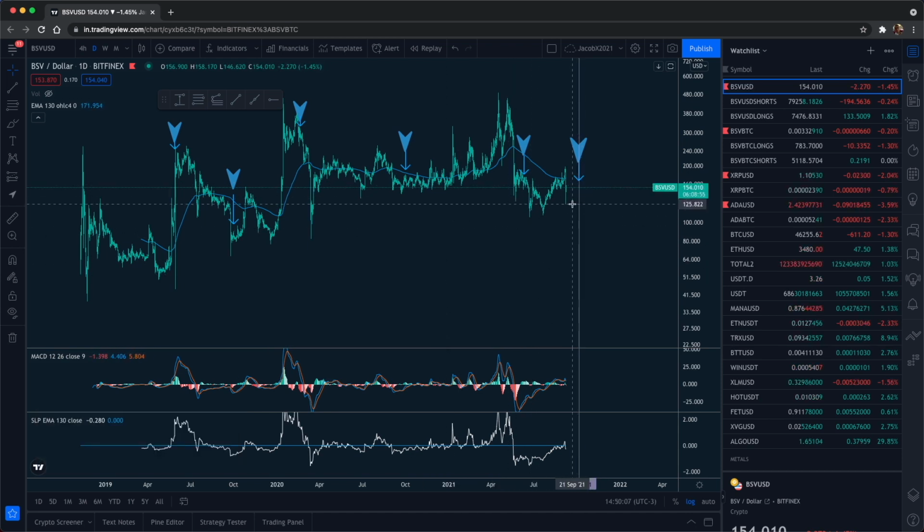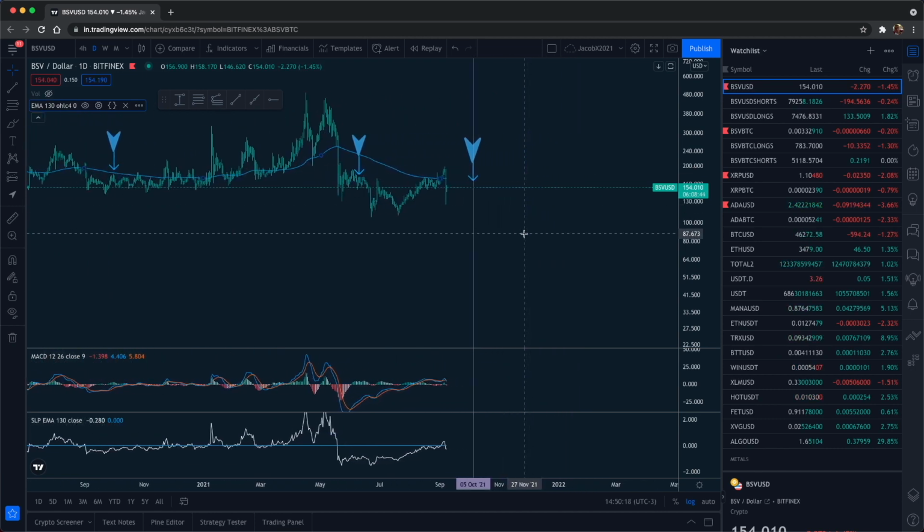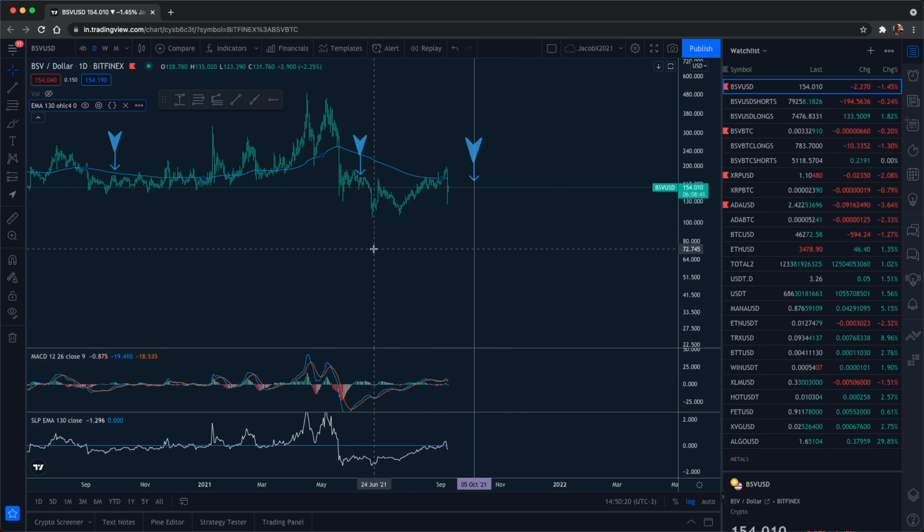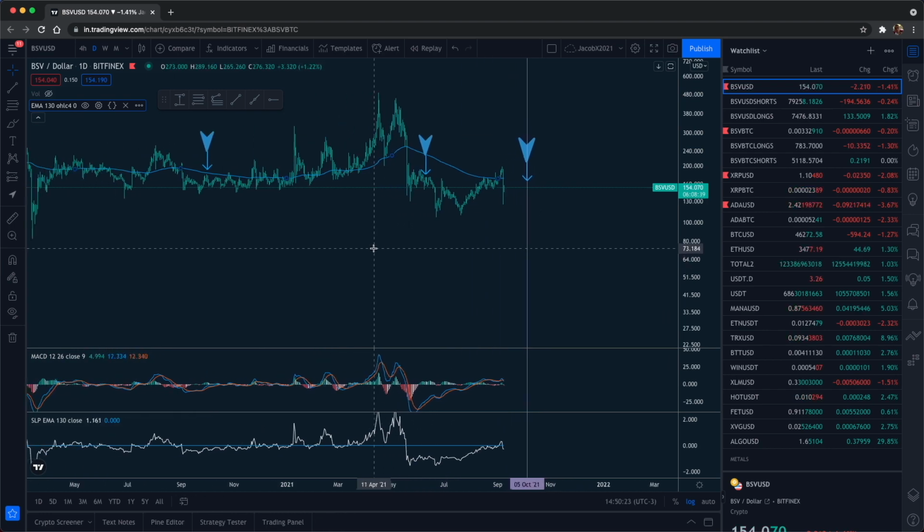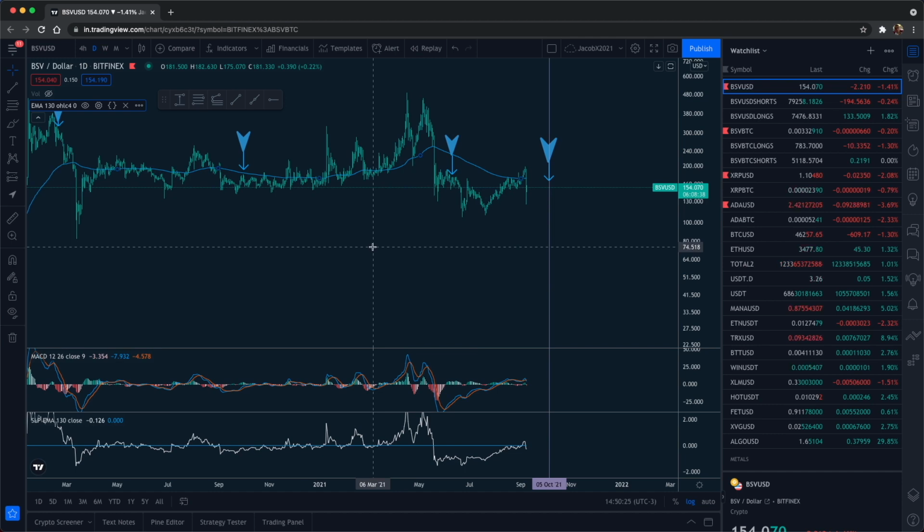Another thing I want to mention is this slope right here, the moving average EMA, it's at 130. I use 130 because it works well for my chartings. I've used it for everything, and it's just a number that I pick. It's not 200, it's not 100, it's just 130, right? It just works for me. It follows along really well.